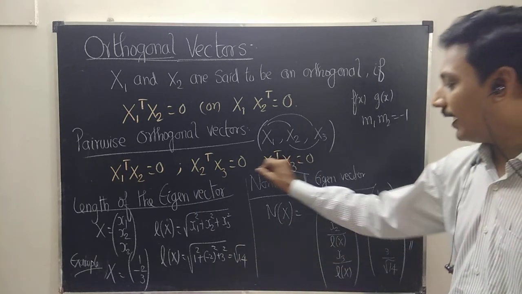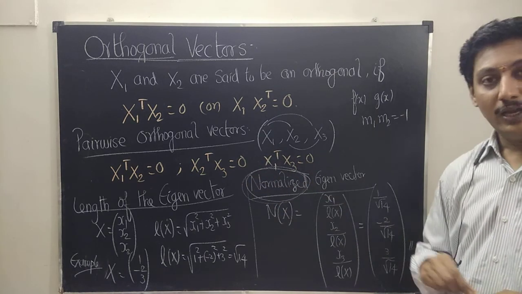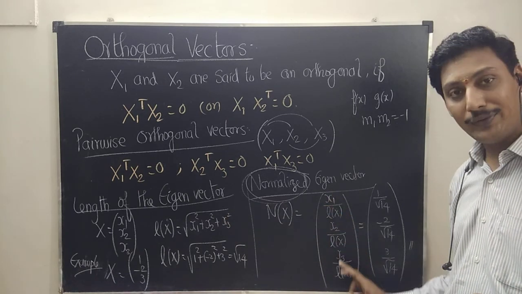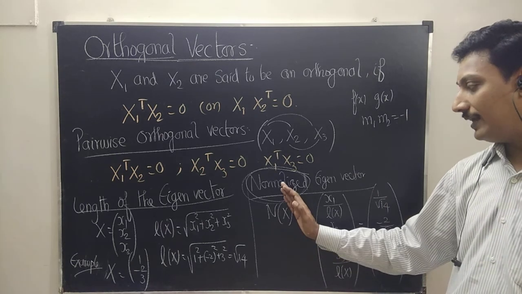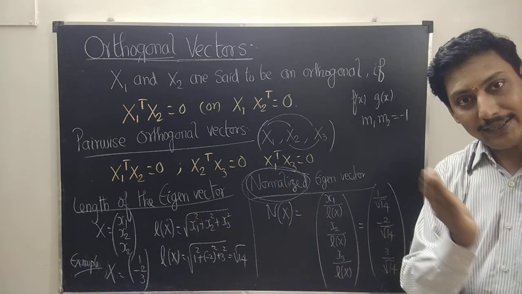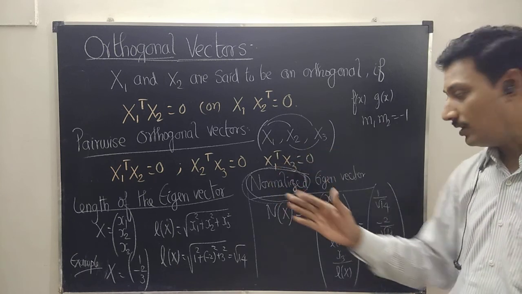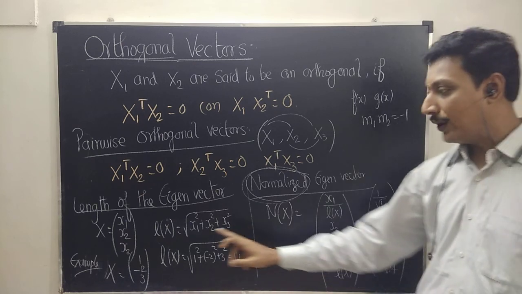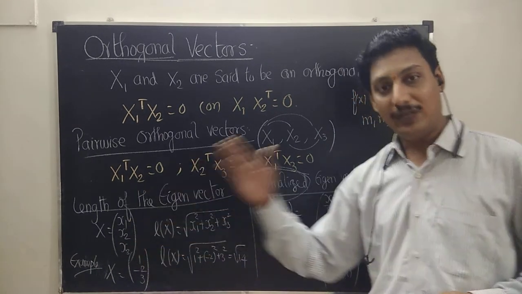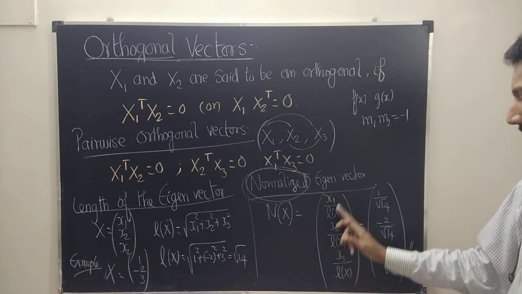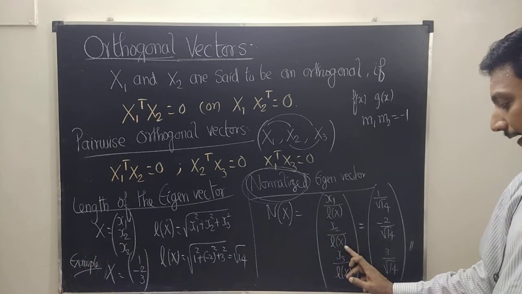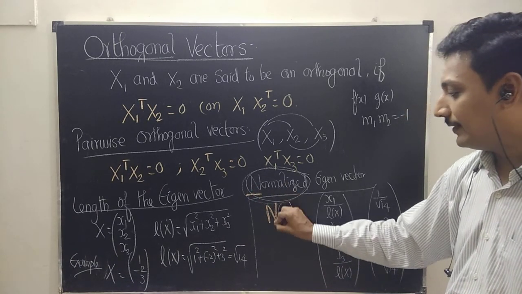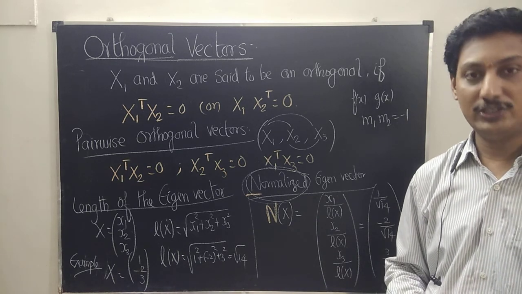So what is the normalized eigenvector? Normalization: we divide each of x1, x2, x3 by its length. Normalization of the vector is when we divide each value of X by its length. So with x1, x2, x3, we divide x1 by L of x, x2 by L of x, x3 by L of x. This is called the normalization of the eigenvector. I use the letter capital N, which stands for normalization. Right?